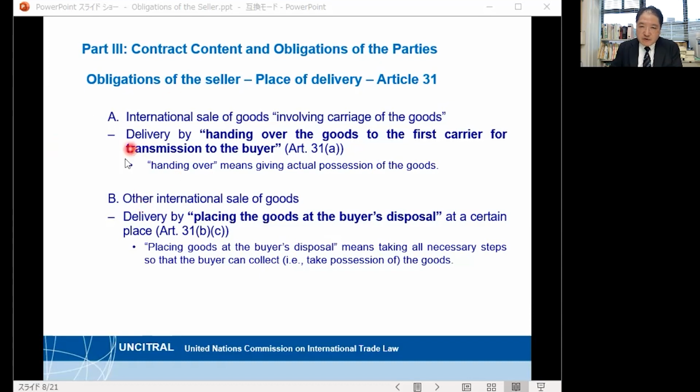Now, these sales involving carriage of the goods are those where there is an interplay between the contract for the sale of goods and the contract for the carriage of the goods. These are two separate contracts. In this type of sale, there will be an interplay between the sales contract and the contract for carriage. Now, as I said, we have to distinguish between these two types of transactions, these two types of contracts. In order to make this distinction, we have to know what an international sale of goods involving carriage of goods means.